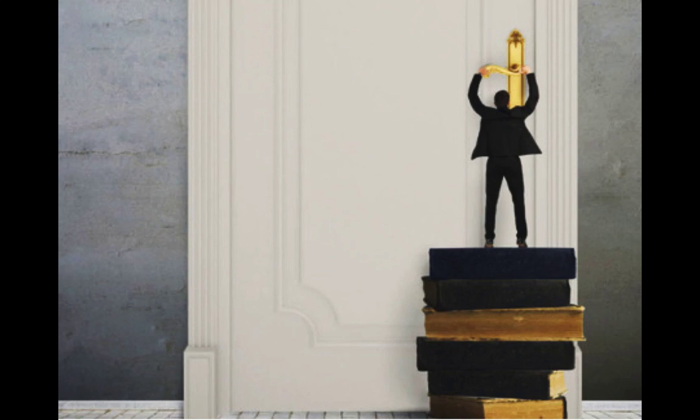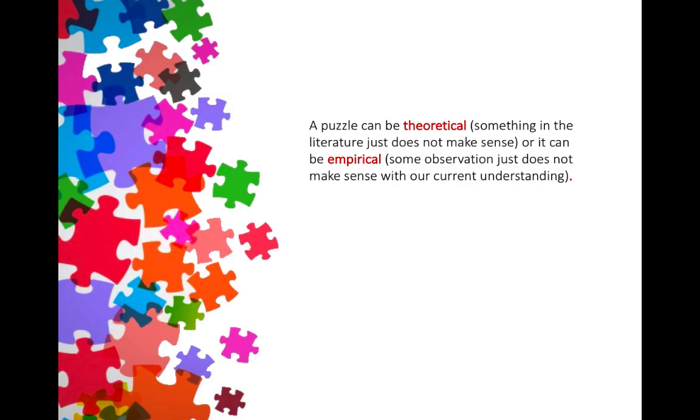So with puzzles, there's often something a little odd. Something looks a little strange. Right? Okay, a puzzle can be theoretical in nature. That means something in the literature just doesn't make sense. Or there's something in the literature, but in the real world it's not like that. Or two theories, the one would say that, but the other one says something completely different.